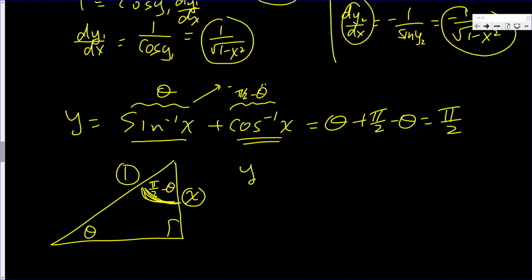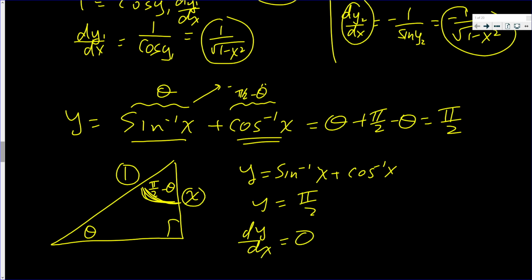That is, if y is equal to sine inverse of x plus cosine inverse of x, that means y is equal to pi over 2. And if y is a constant, then dy dx, or y prime, is 0. And that is what we got as the answer. And this completes the video on derivatives of trig functions.